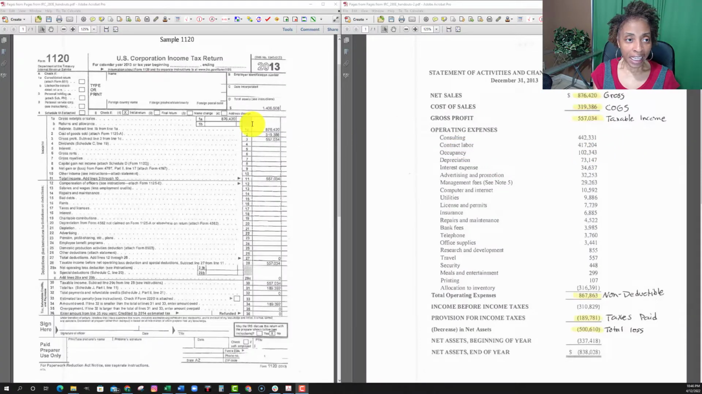Okay, so on the left, or at least my left, is a sample 1120, which is a corporate tax return. On the right is a profit and loss statement. Now, the 1120 corporate tax return is a standalone tax return, so the income and the tax do not flow through to the shareholders of the business. Everything stays right here on the 1120, and I'll show you why that makes a difference as we go through this exercise.